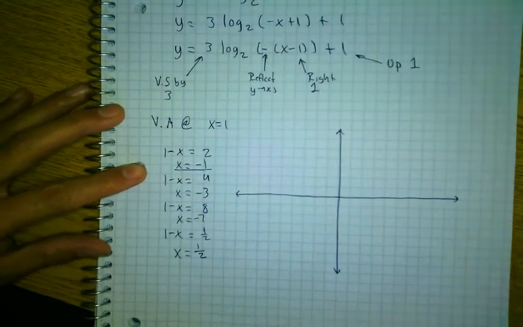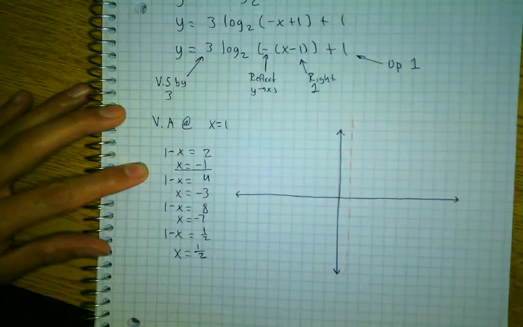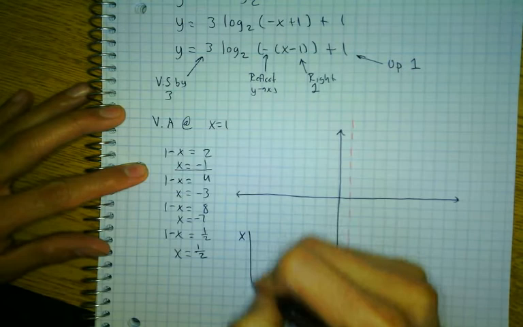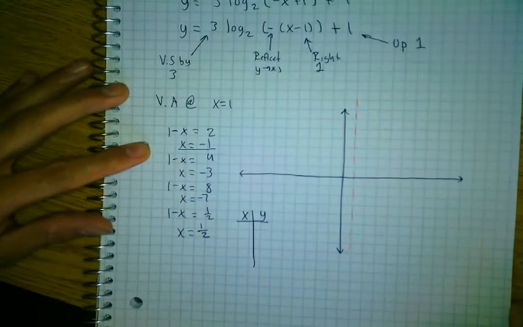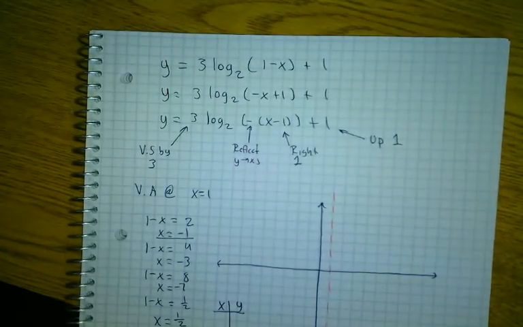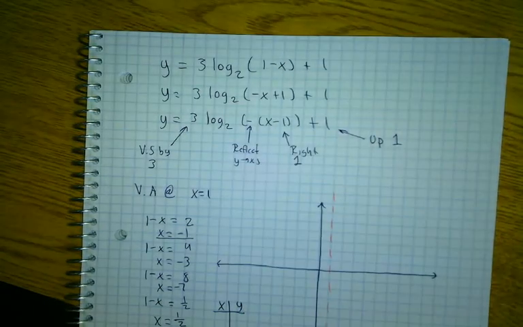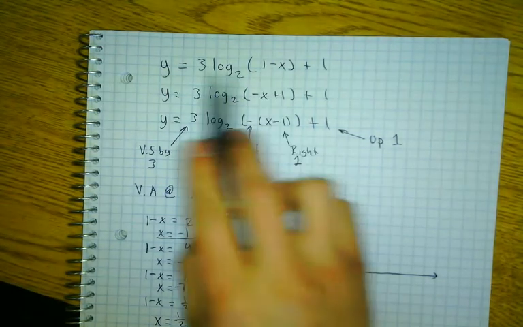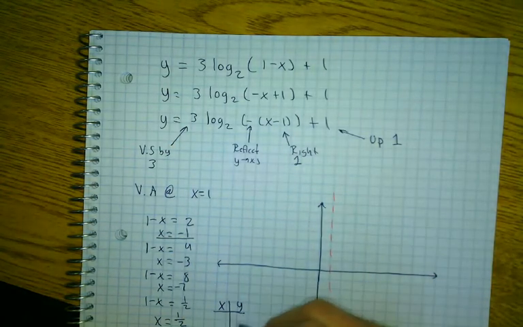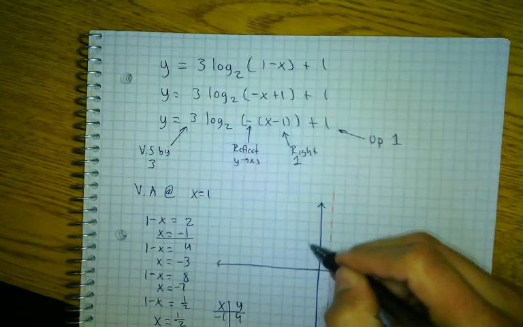Okay, so I will start out with my asymptote, which is at x equals 1 again for this problem. And then I'm going to find some points. So here's my table, x, y. We'll start out with the very first number that you found, which was negative 1. If you plug in negative 1 for x, what is 1 minus a negative 1? 2. What's log base 2 of 2? 1. Times 3 plus 1, 4. So I plugged in negative 1 and I get the point 4. So negative 1, 1, 2, 3, 4.